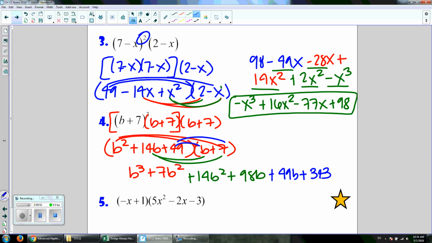Put those all together in standard form. B to the 3rd, put my b squareds together, plus 21b squared. Put my b's together, 147b, plus my 343.